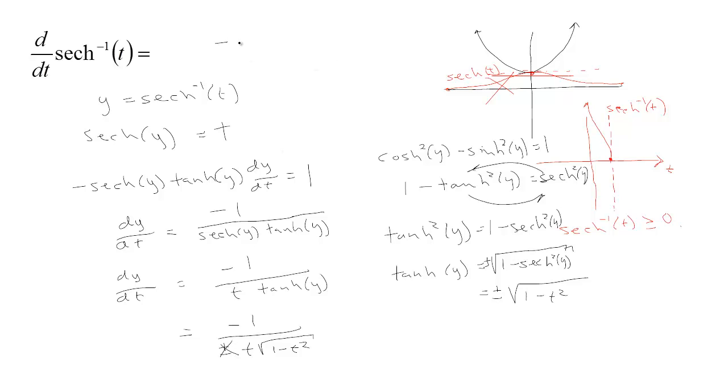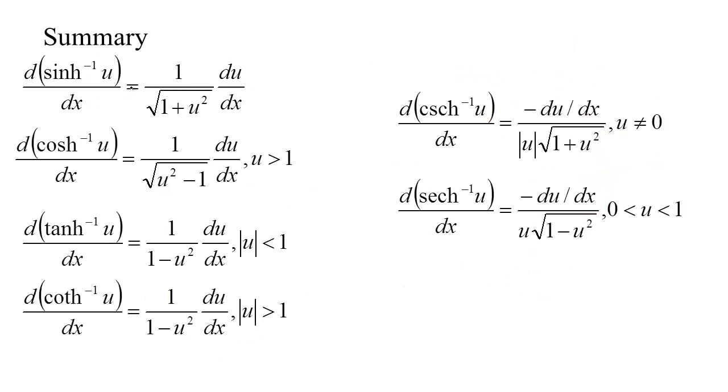We've now got the derivative of the secant inverse. It's negative 1 over t times the square root of 1 minus t squared. Of course, that only works for t between 0 and 1, because, well, actually we've got to leave out 1, because even though secant inverse is defined at 1, the slope there is infinite, and so the derivative is not defined at 1. So to summarize, we have these basic derivative rules.